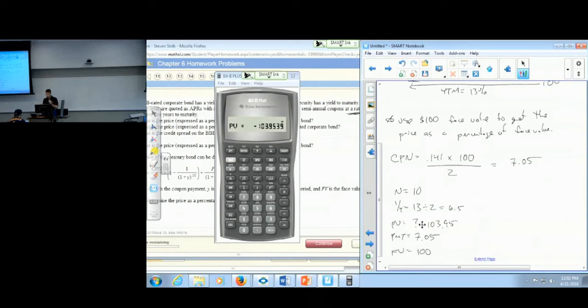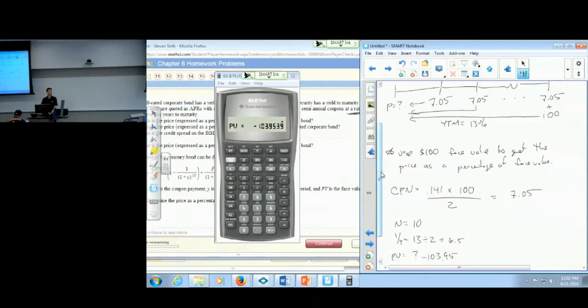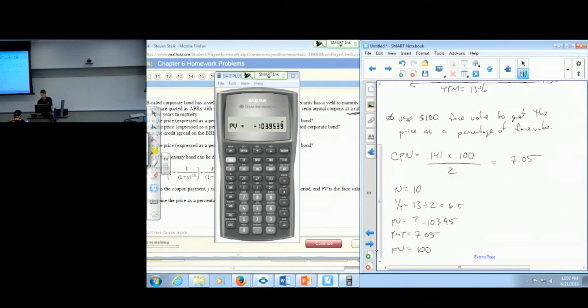All right, so I got a price of $103.95. So it's trading at a premium. Does that make sense given the information in the problem? Should it be a premium? The yield to maturity is 13%. That's less than the coupon rate of 14.1%. So yeah, it should be trading at a premium.